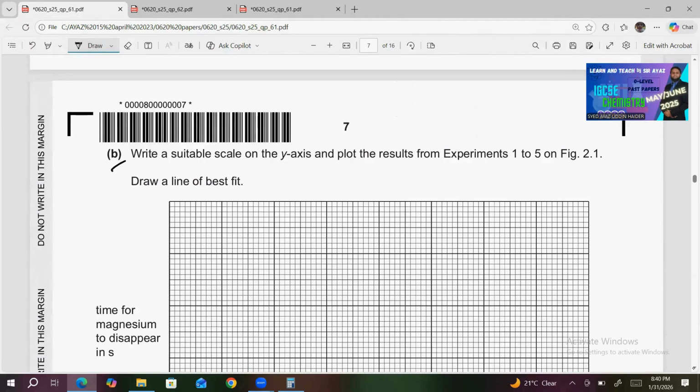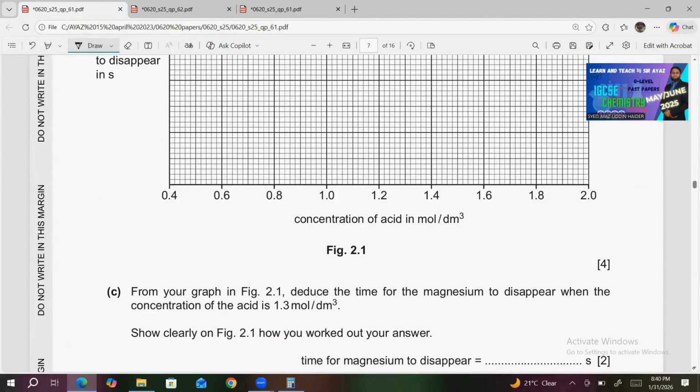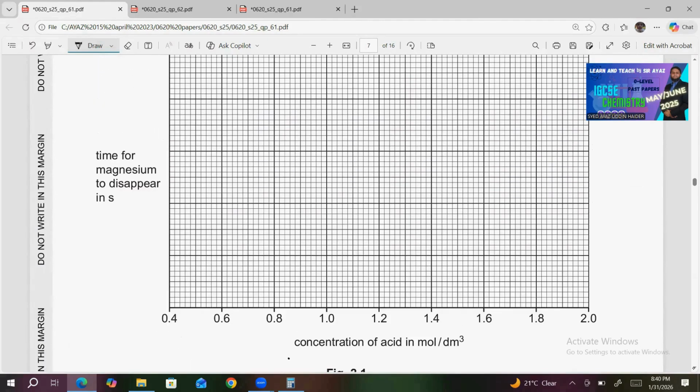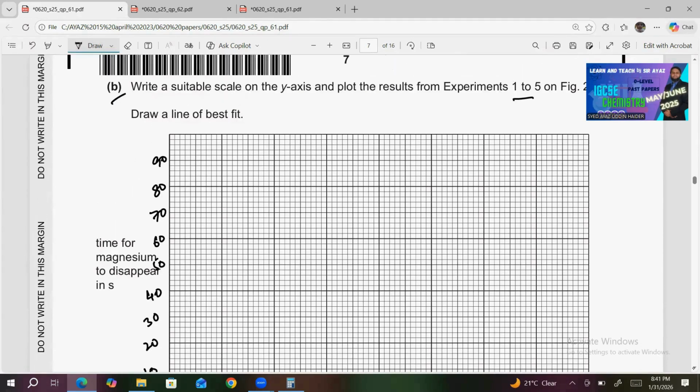B, write a suitable scale on the y-axis and plot the results from experiments 1 to 5. On figure 2.1, draw a line of best fit. Now, on the x-axis, there is concentration of acid, and on the y-axis, we need time for magnesium to disappear in seconds. So I'm taking 10 seconds here, 20, 30, 40, 50, 60, 70, 80, 90, and the top one will be 100.